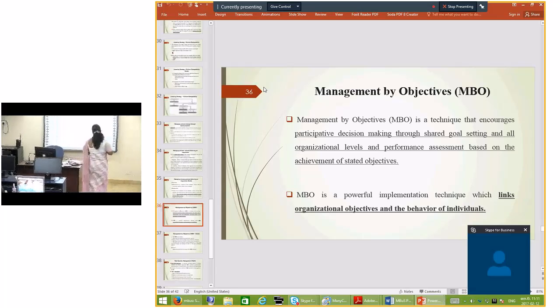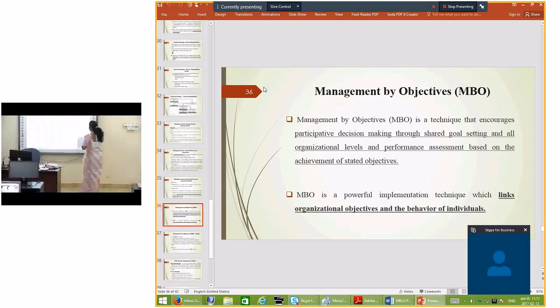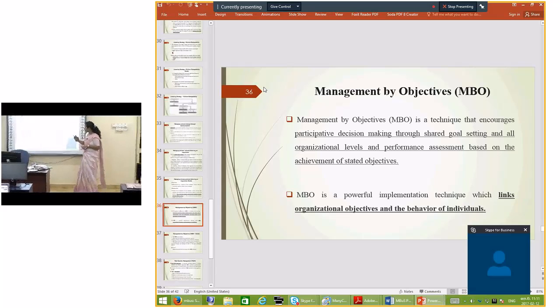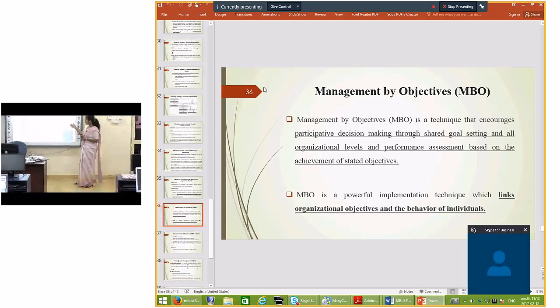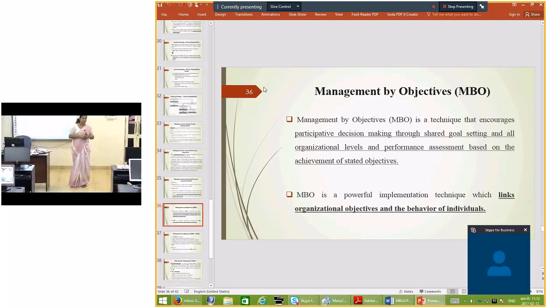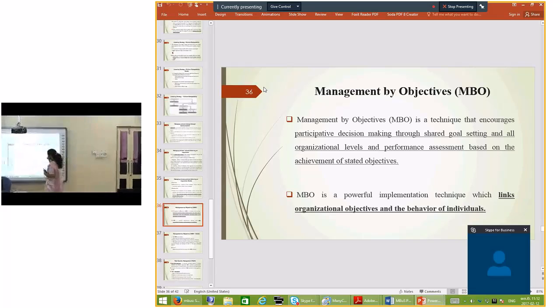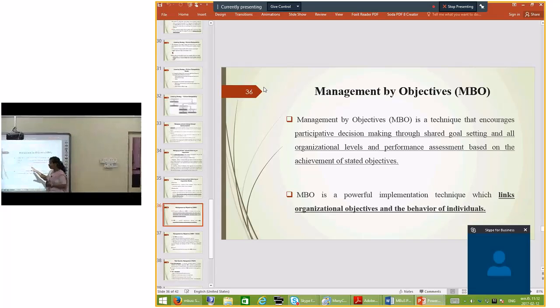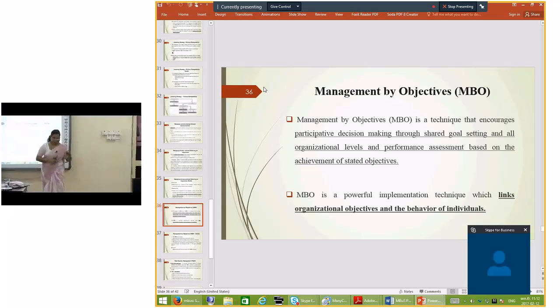Here, participative decision making through shared goal setting at all organizational levels and performance assessment based on the achievement of stated objectives. What does it mean? Like we discussed with KPIs, you set up the KPIs through communication between the boss and the subordinate. We have a mutual relationship when we set up these particular objectives. And in the meantime, we are also measuring the performance based on these objectives. Understood what I am telling?